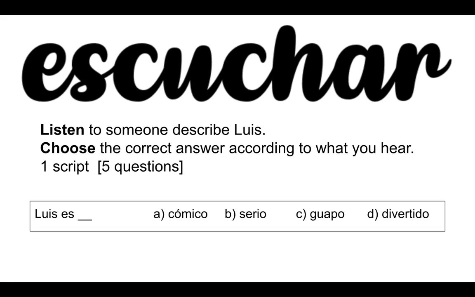Luis es cómico, serio, guapo, divertido. You will have to listen to the conversation and decide if they described Luis as funny, serious, handsome, or fun, and put the correct letter on the line.